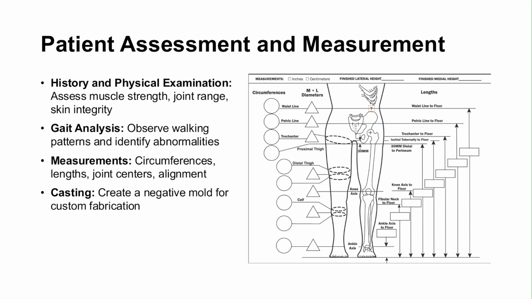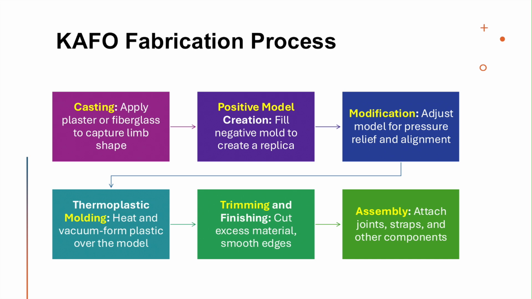And measurement includes circumference and length at several anatomical landmarks, plus identification of mechanical joint centers. Okay, now the fabrication process. KFO fabrication is both art and science. It starts with casting the patient's limb to create a negative mold. I know by now you already know what a positive and negative mold is.